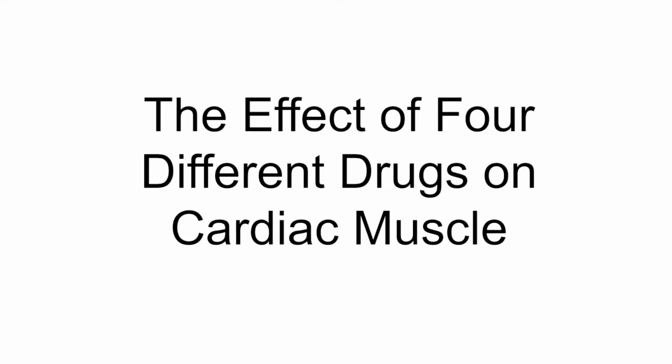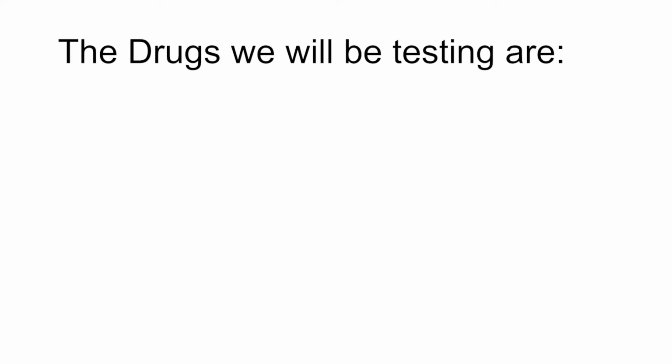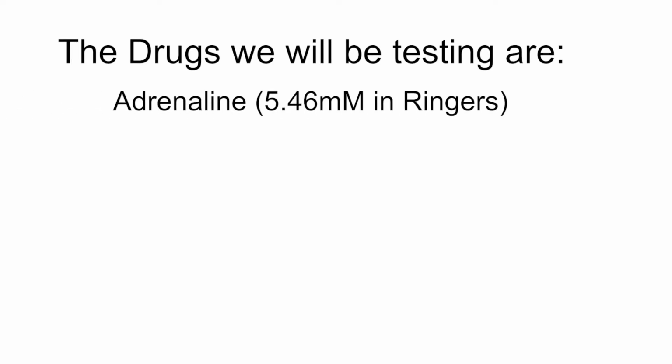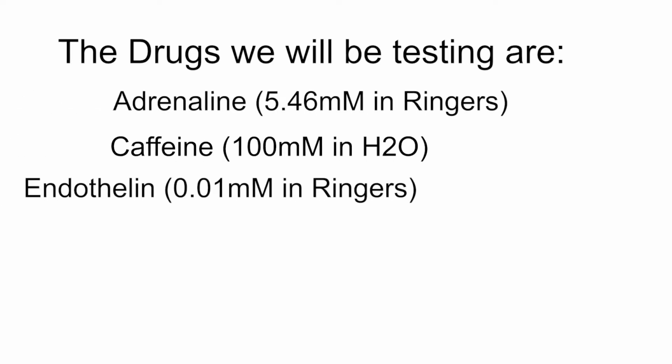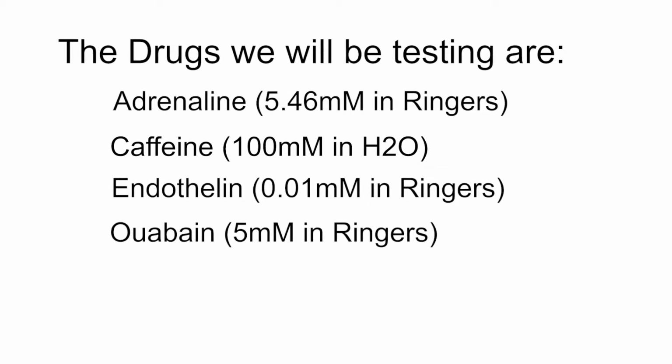In this video, we'll demonstrate how we go about examining the effect of the 4 different drugs that we're using as part of these experiments. Now you'll only need to choose 2 of these 4 drugs to analyze for your lab report, but the 4 drugs that we're using are adrenaline, caffeine, endothelin, and warbane.